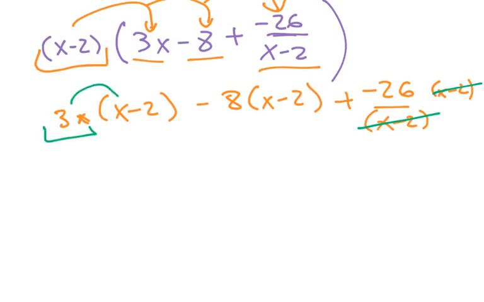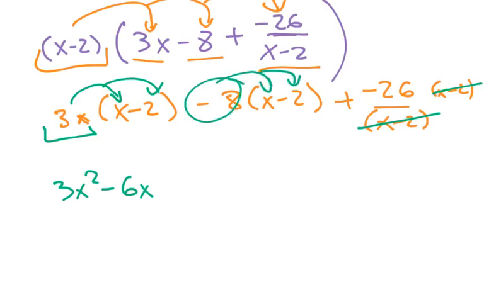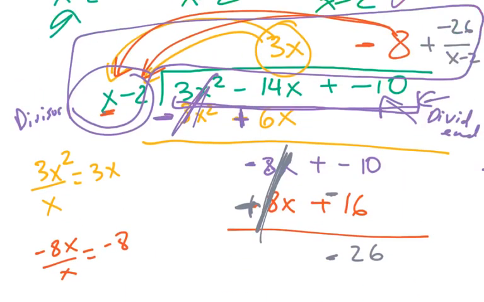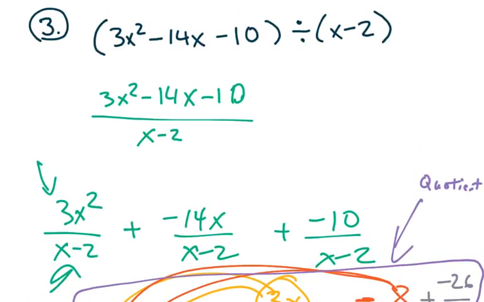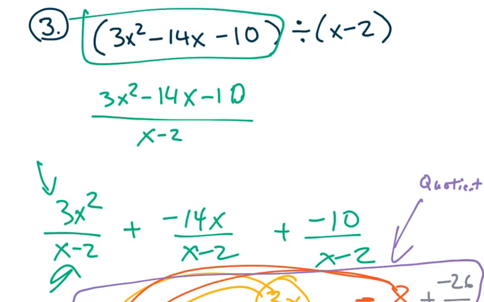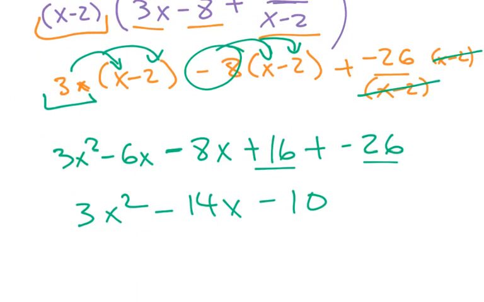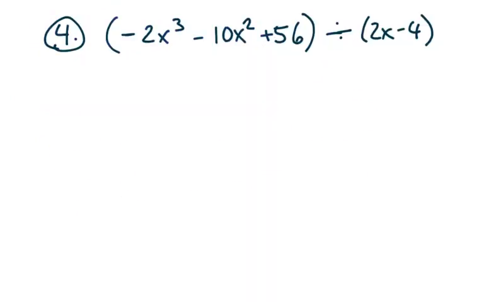So now we're going to take 3x times x and distribute it. Take 3x, distribute it into x and into negative 2. So this is going to be 3x squared minus 6x. We're going to do the same thing here. Watch your signs. Negative 8x plus 16. And then we have the plus negative 26. So if we clean this up, we get 3x squared minus 14x. These will give me negative 10, and that is exactly what we originally had as our dividend. So it's a lot. It's going to take some practice to get used to. I encourage you to rewatch this video, but let's keep going.